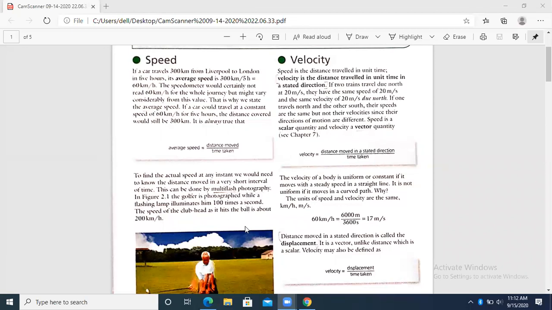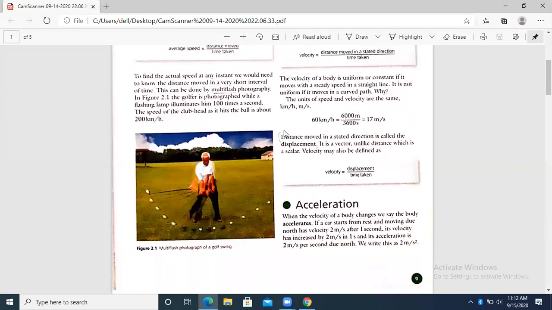So you can see there is a multi-flash photography picture. Here is a golfer playing golf. The ball swing is happening within a second. By multi-flash photography, they are showing the elaborate picture. In this figure, the golfer is photographed with a flash lamp illuminating 100 times a second. The speed of the club head as it hits the ball is about 200 kilometers per hour. That much high speed, but with multi-flash photography we have captured it. This is not more important. What we are saying means, sometimes we want to measure a fast movement within a second, like that.